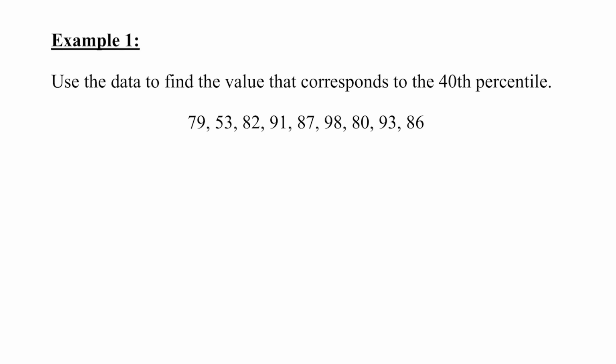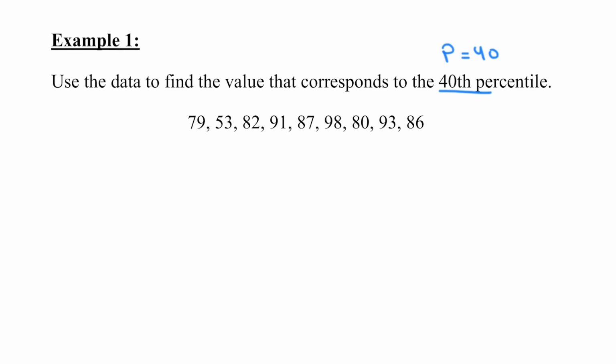Example 1. Use the data to find the value that corresponds to the 40th percentile. So P here equals 40. As you can notice, the data values are not ordered. So first of all, we need to sort the data values from smallest to largest.